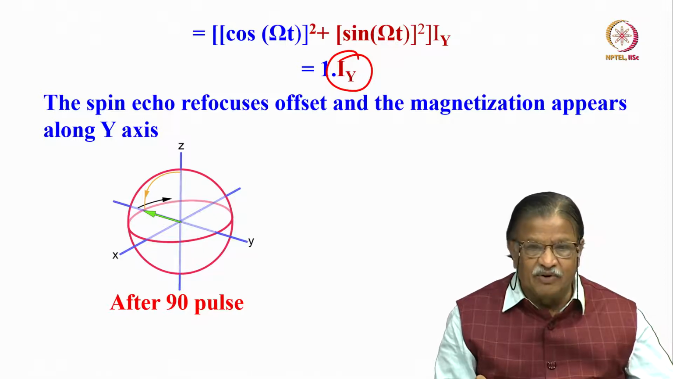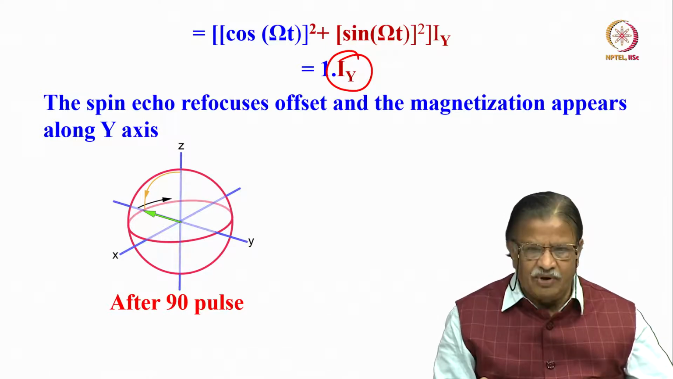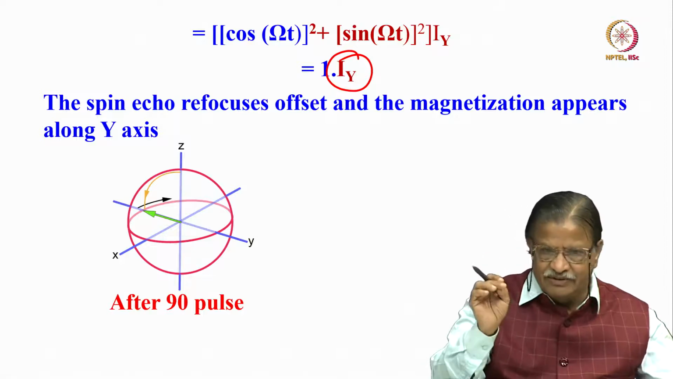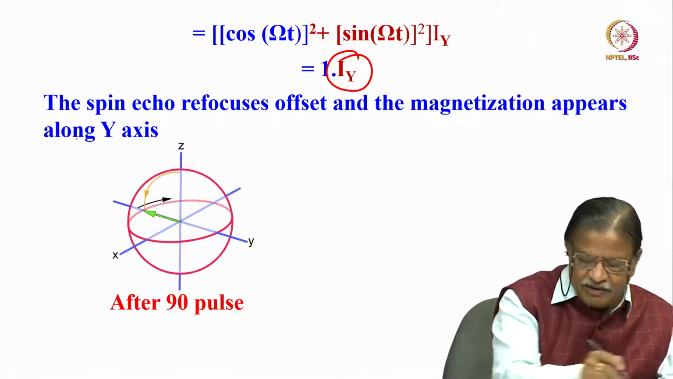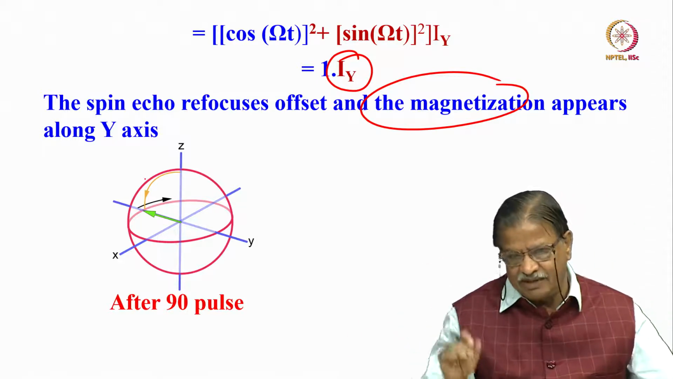Now we are considering the homonuclear case. In the spin echo sequence, that is the 90 tau 180 tau sequence, it refocuses the offsets or chemical shifts and makes sure that the magnetization which is along minus y goes to plus y axis.